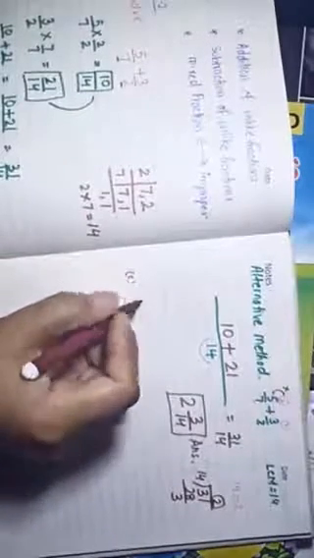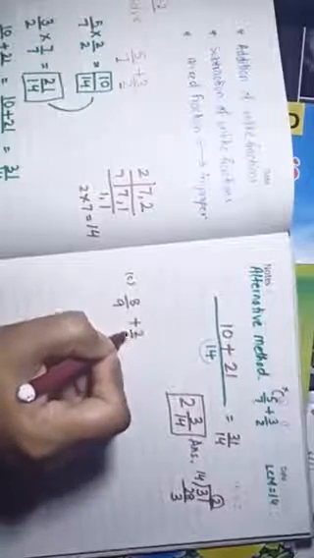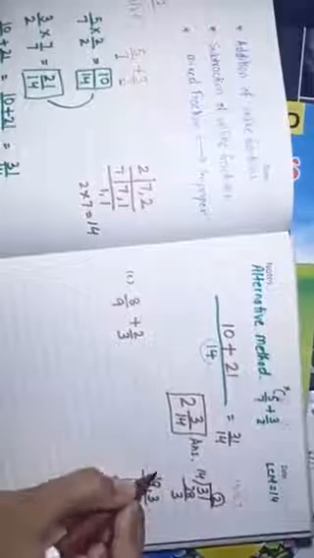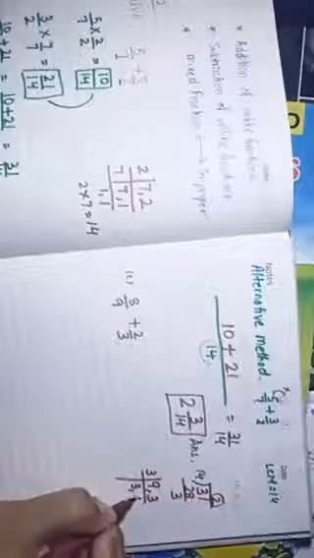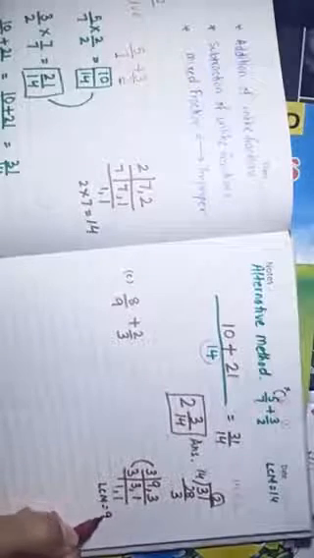Followed. Let's try another part. I am trying the C part of your book, that is 8 by 9 plus 2 by 3. So here we have 9 and 3. We will take out the LCM of 9 and 3. 3 3s are 9, 3 1s are 3, 3 1s are 1. So we will multiply these. What is the LCM? 9.